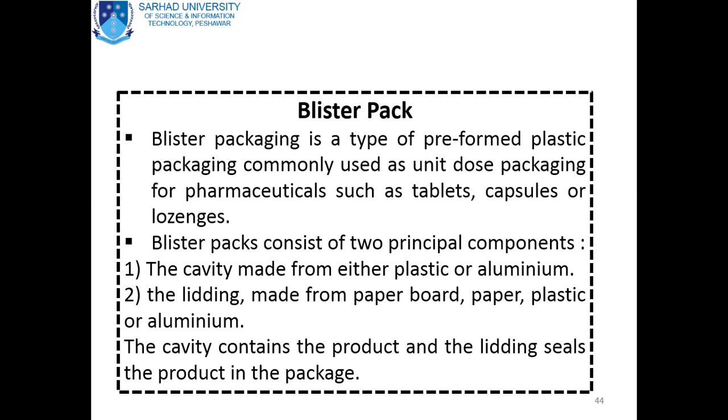Blister pack consists of two principal components. The first one is the cavity, and the second one is the lining. The cavity is made up from either plastic or aluminum, and the lining is made from paper, plastic or aluminum. The cavity contains the product, and the lining seals the product in the package. That is all about the blister packaging.